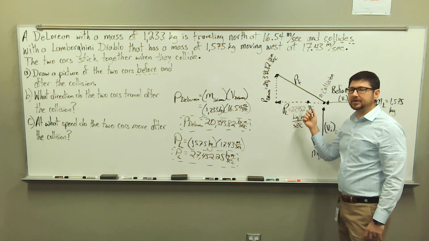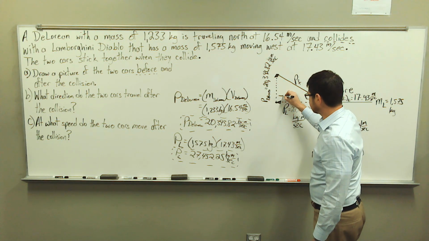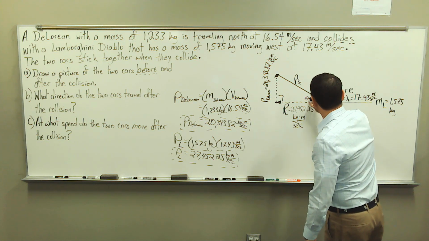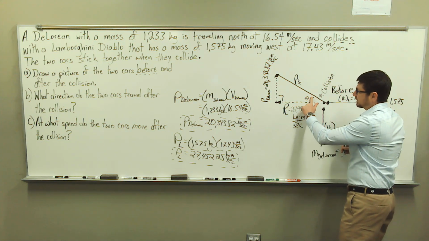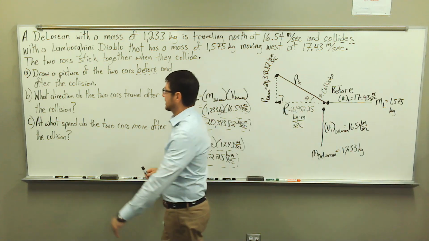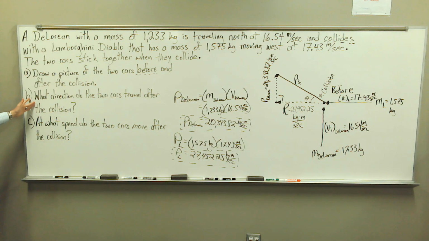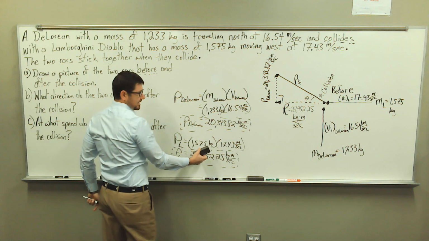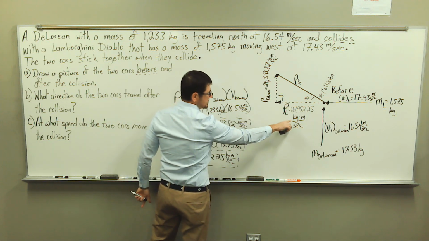Now what we have here is a right triangle. So I'll put my symbol there, and in part B we're going to solve for this angle. It says, what direction do the two cars travel after the collision? Okay? So I'm going to go ahead and erase this since I've copied the two values here.